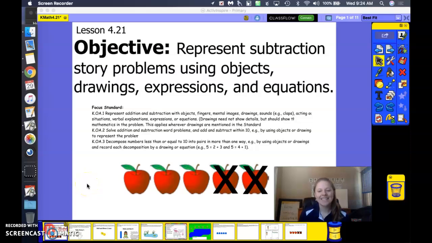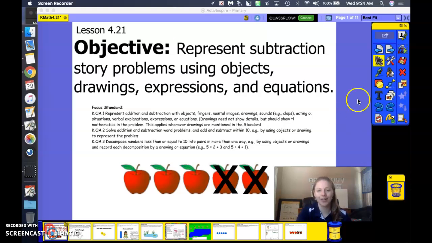Hi friends, today we're going to do Module 4, Lesson 21. Our objective is represent subtraction story problems using objects. So you're going to need your cubes today, drawings, expressions, and equations. Make sure you have a piece of paper, a pencil, or your whiteboard and marker.